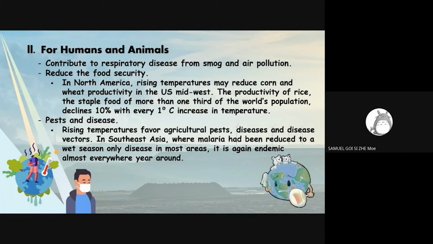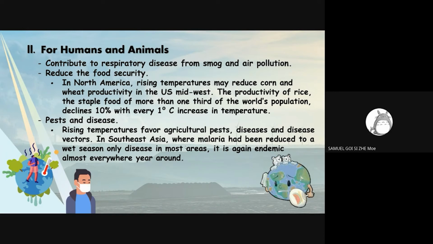For an example of cases that truly happen in North America, rising temperatures may reduce corn and wheat productivity in the U.S. Midwest. Rice is the staple food of more than one-third of the world's population. Its productivity will drop 10% for every 1 degree Celsius increase in temperature.